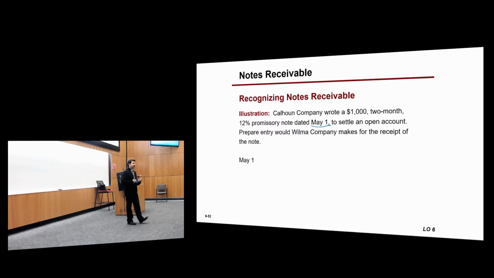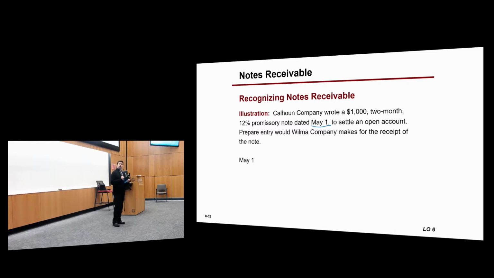What's happening to your cash? Always think about it from an economic standpoint. What's happened? You are giving them cash, they are giving you a note. What happens to your cash? It's decreasing. So do you credit it or debit it? You credit cash. In this case, you debit notes receivable.